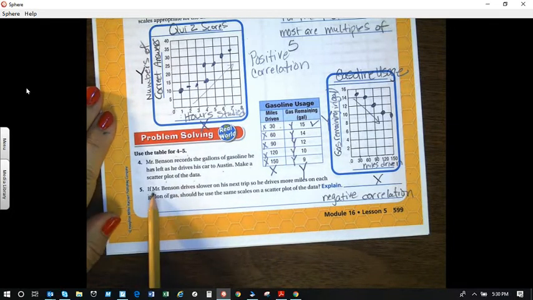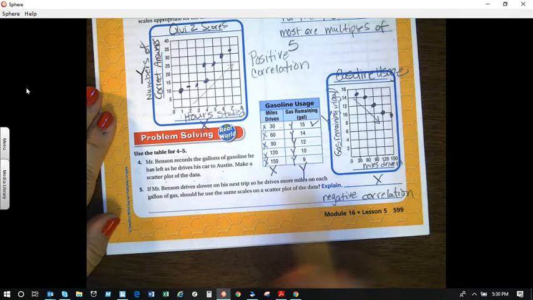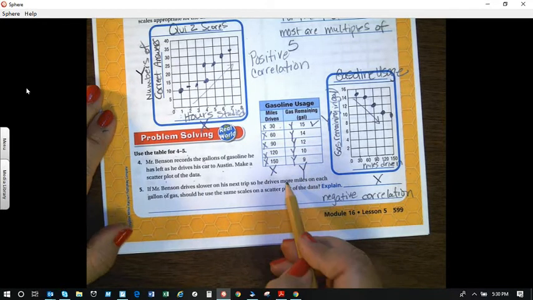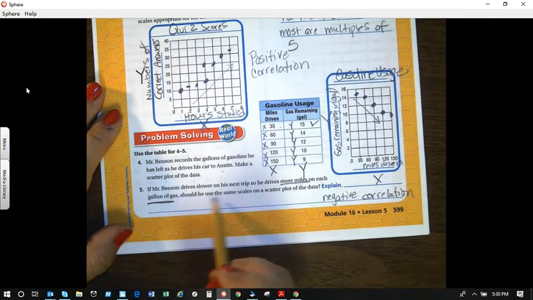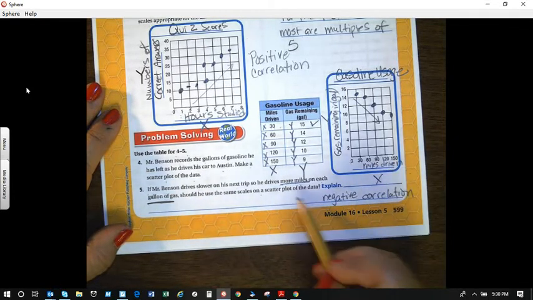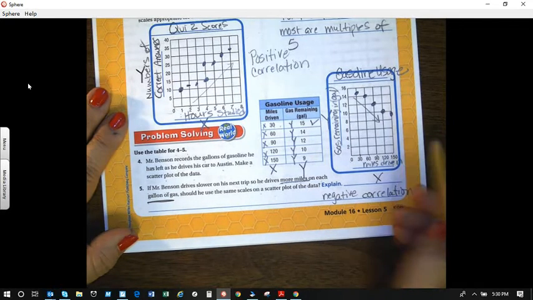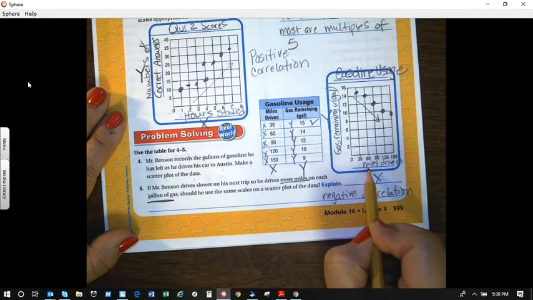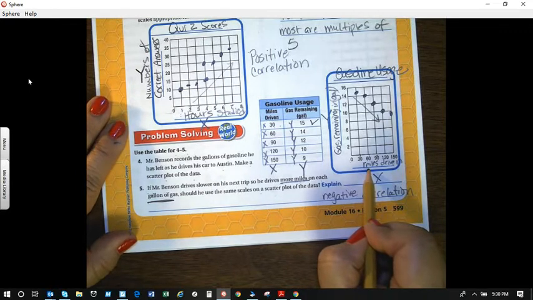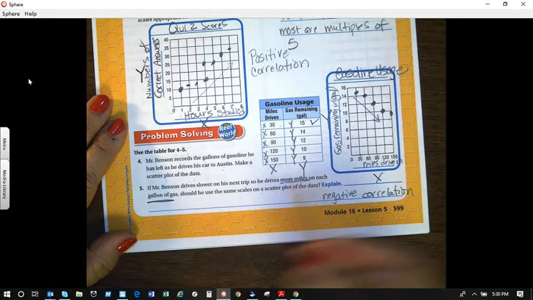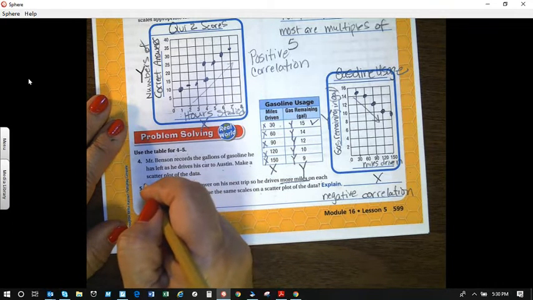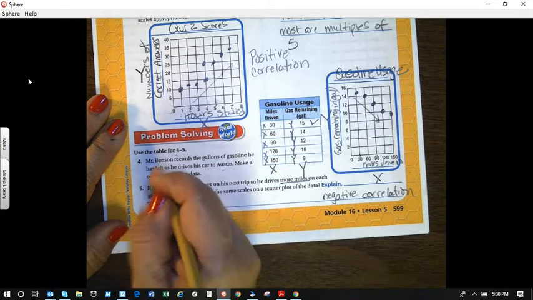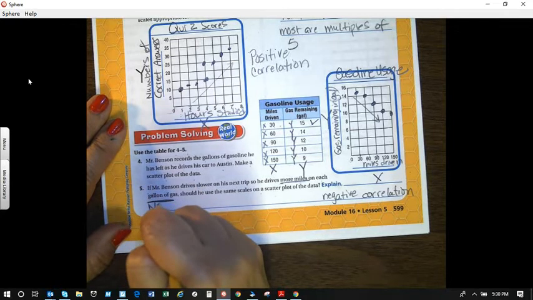So Mr. Benson drives slower on his next trip. So he drives more miles on each gallon of gas. Should he use the same scale on the scatter plot of the data? Okay, so these are the number of miles driven. Can he use the same one? No, as he goes more miles, look, he did 150. So no. He can't use the same one.